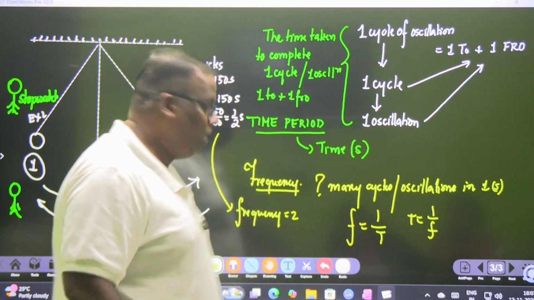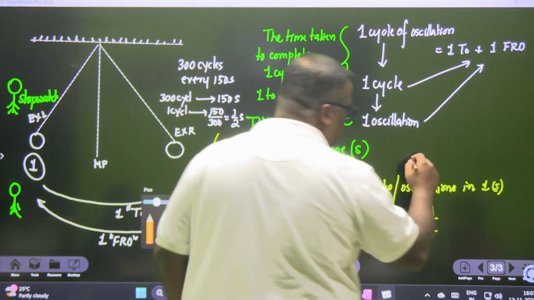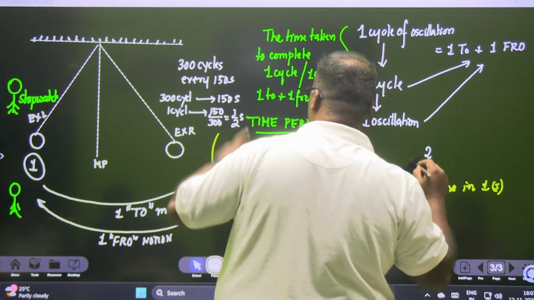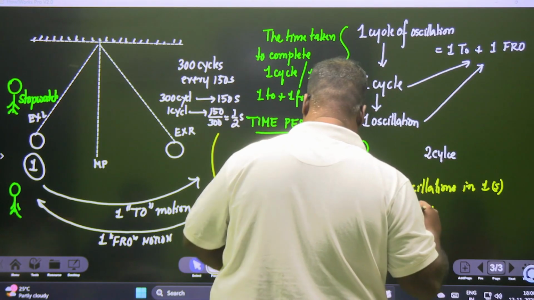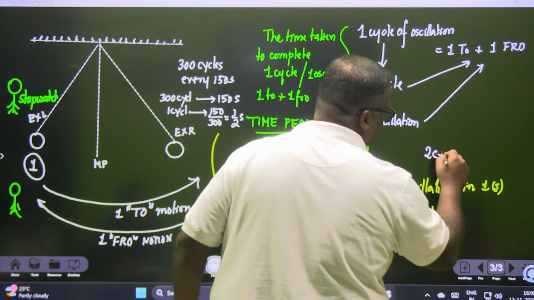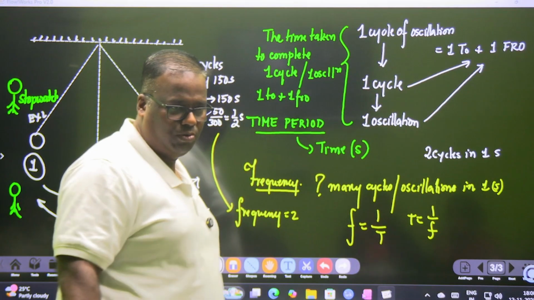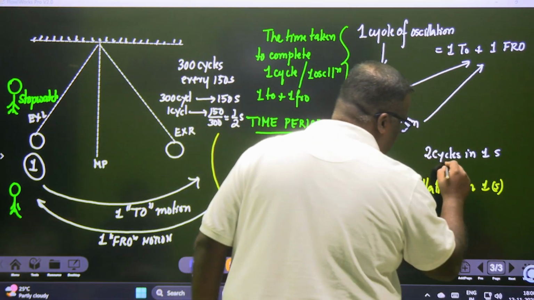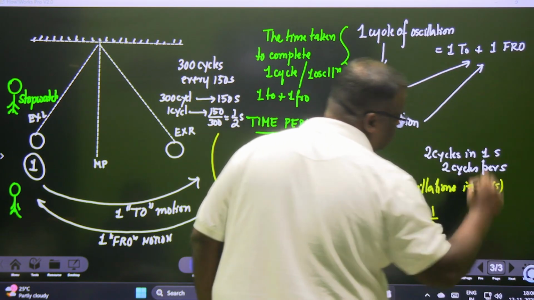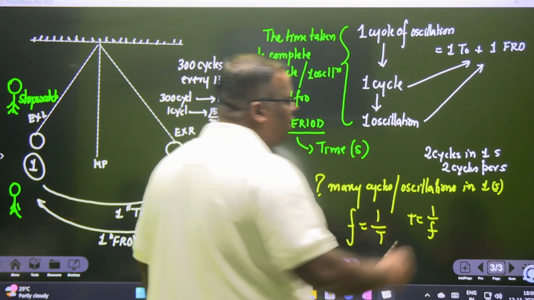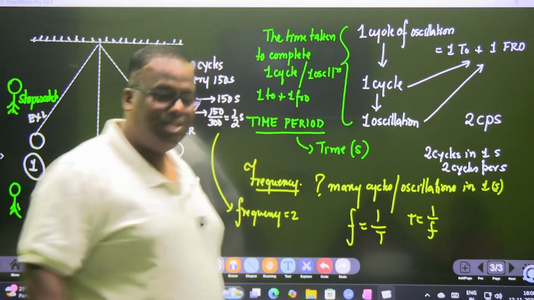Therefore, what should be the unit of frequency? Now look, how do you say the frequency? For this particular problem, I'll say 2 cycles in 1 second. Is it not what we found out? Can we better it in English? We'll say 2 cycles per second, right? Can we still better it? We say 2 CPS, cycles per second.